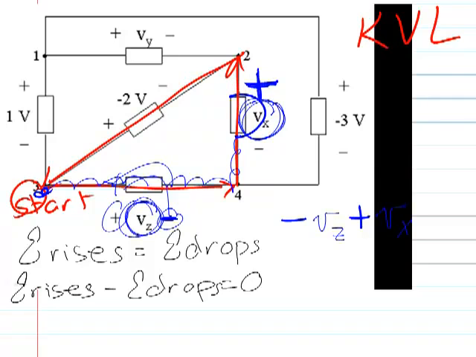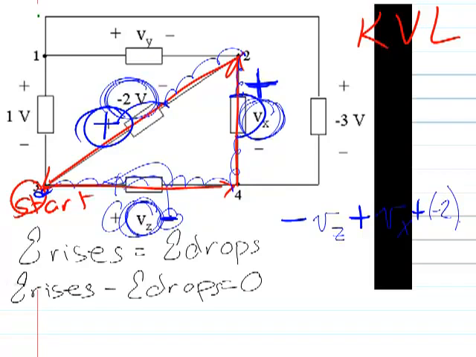Let's try again. Okay, here we go. We have negative 2V, and we land on a plus. So we're actually going to write plus, because where we land is a plus, but then the minus 2V, so we write minus 2. And we go back on our trip. We ended up where we started, so we're all done. So we're going to make that equal to 0.